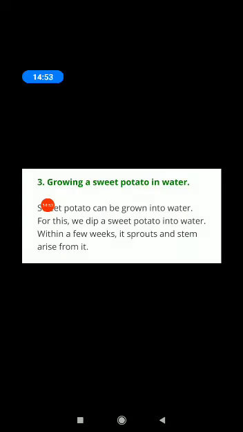Next, third activity. Try growing a sweet potato just in water. Describe your experiment and observations. Question, project, answer. The potato can be grown in water. For this, we dip a sweet potato into water. Within a few weeks, sprouts and stem arise from it. Okay, can you understand?